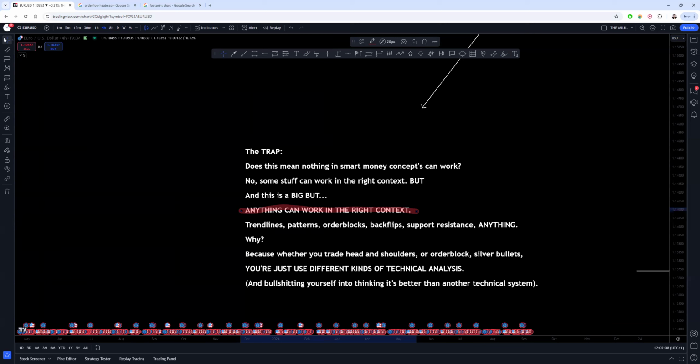Why? Because whether you trade head and shoulders or order blocks or silver bullets or whatever everybody's calling everything nowadays, you're just using different kinds of technical analysis and bullshitting yourself into thinking that it's better than another technical system. This is so unbelievably backwards. It's ridiculous. It's all just a manifestation of people's obsession with technical analysis. That's it. But it's packaged up and put in a neat little bow.